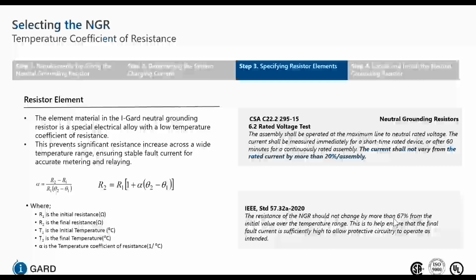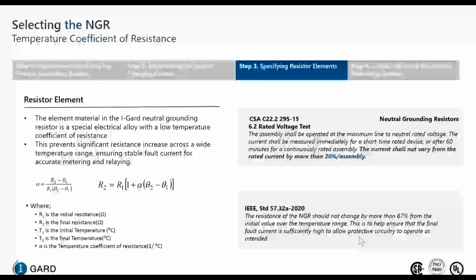temperature. At the end, for a continuously rated resistor, you know the temperature change is going to be maximum 385 degrees. So what does the final temperature become? And what does the final resistance become? And when you know what that is, you know what your final current is going to be.